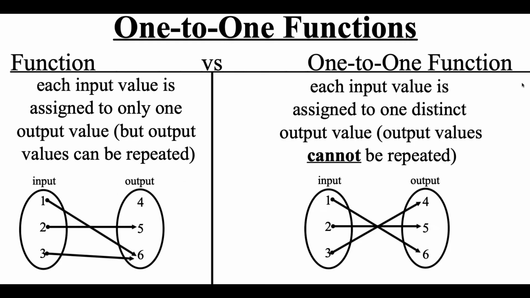Now if we compare that to a one-to-one function, each input value is assigned to one distinct output value. So this means that output values cannot be repeated. So visually here we have 1 still being matched up with 6, we have 2 being matched up with 5, but 3 can't be matched up with 6 like it was before because that would be a repeated output value. 3 is going to get matched up with 4 so that we are not repeating any output values. So that's the big difference between just a regular function and a one-to-one function, is whether or not you can repeat those output values.